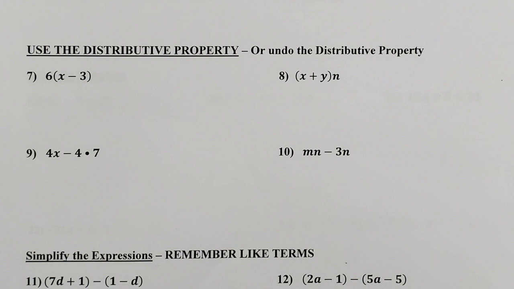All right, we're going to do the distributive property and undo the distributive property. So basically, if we see parentheses, you're going to make them go away. Undoing the distributive property basically says if there's no parentheses, you're going to make them appear.